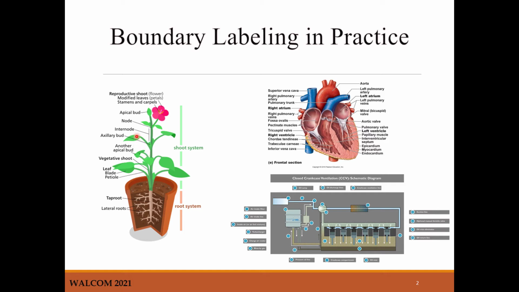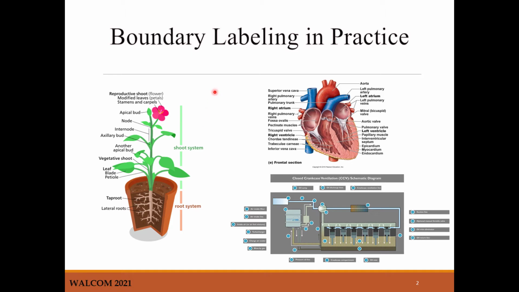We can often see different types of labeling in diagrams. For example, you can see here a plant and different labels for leaves, flowers, and others, and here is another diagram where you have labels on both sides of the diagram. Here is another schematic diagram where you have labels on the top, left, bottom, and also on the right.